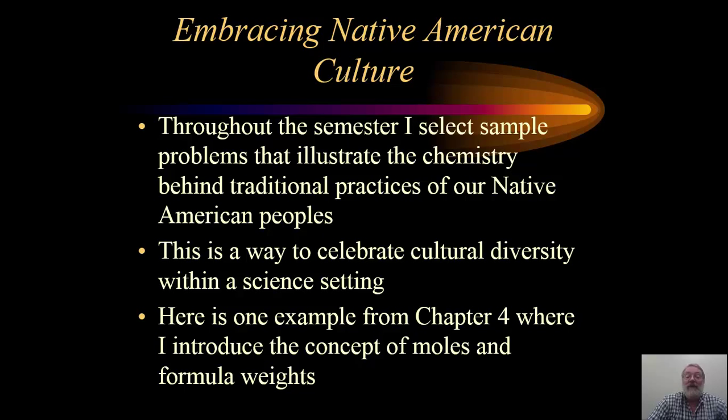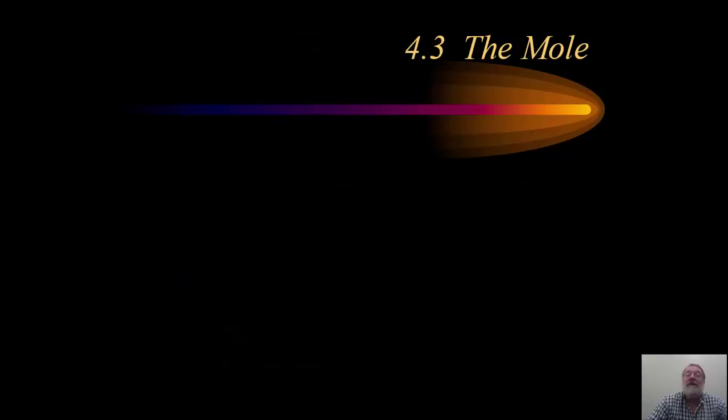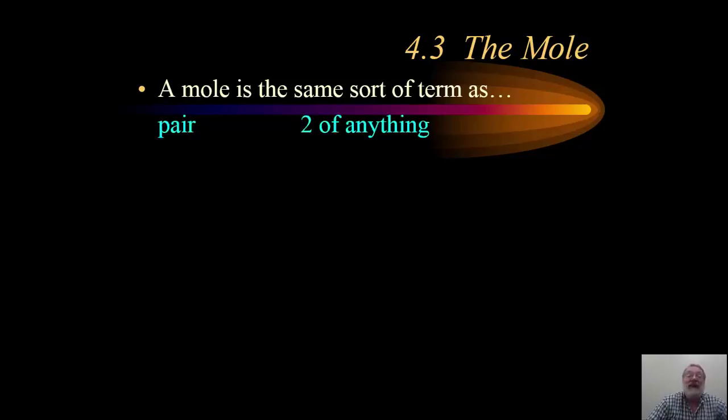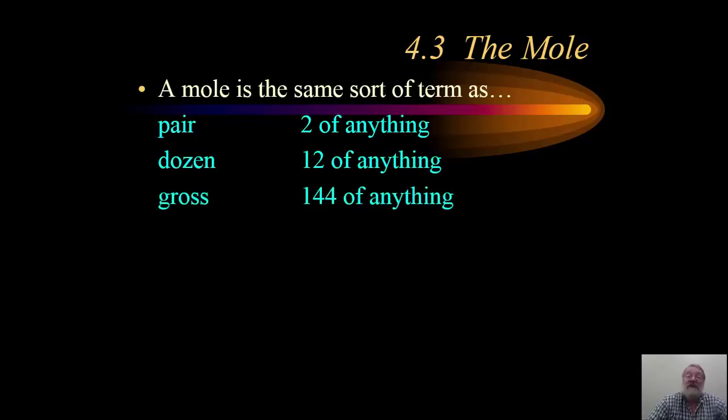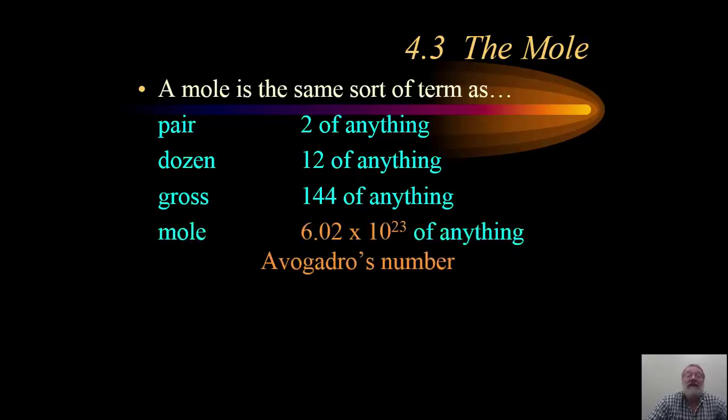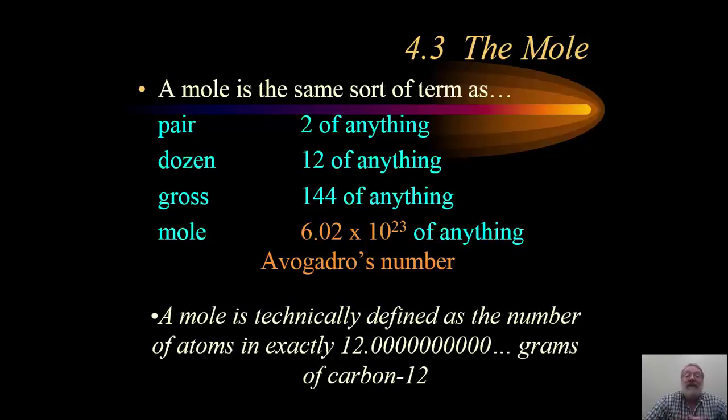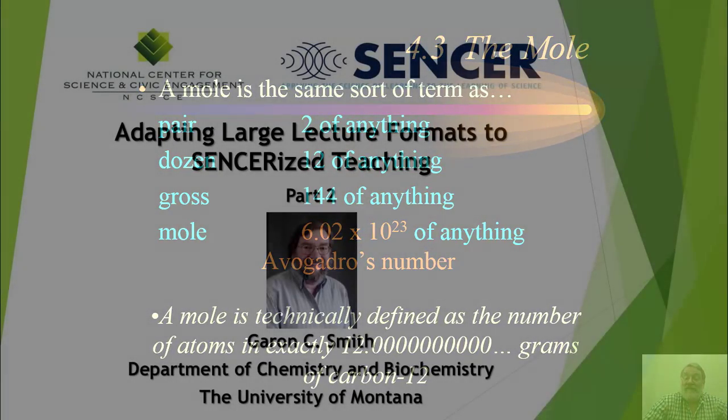This is from chapter 4, where I've just introduced the concept of moles and formula weights. So what is a mole? A mole is a counting term for chemists. It's the same kind of term as a pair. What's a pair? 2 of anything. What's a dozen? 12 of anything. What's a gross? 144 of anything. What's a mole? It's 6.02 times 10 to the 23rd of anything, or Avogadro's number. It's a very big number. It's technically defined as the number of atoms that are in exactly 12 grams of carbon-12.